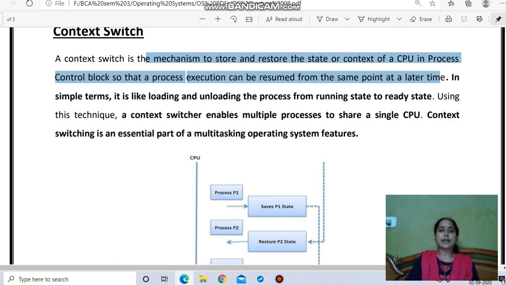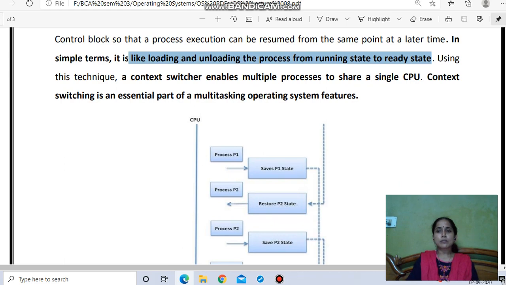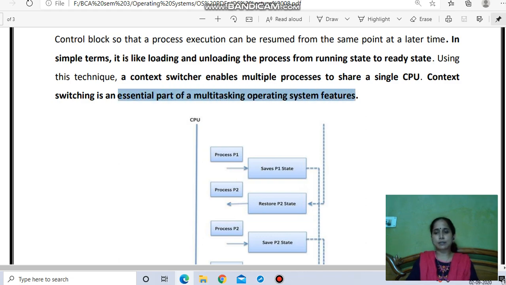In simple terms, it is like loading and unloading of the process from the running state to the ready state. Using this technique, a context switcher enables multiple processes to share a single CPU. It is like being taught 5 different subjects by 4 or 5 different teachers in a day. When your periods are switching from subject 1 to subject 2 to subject 3, this is the same process, known as context switching. Context switching is an essential part of a multitasking operating system, obviously, where multiple tasks will be executing at a single moment of time.